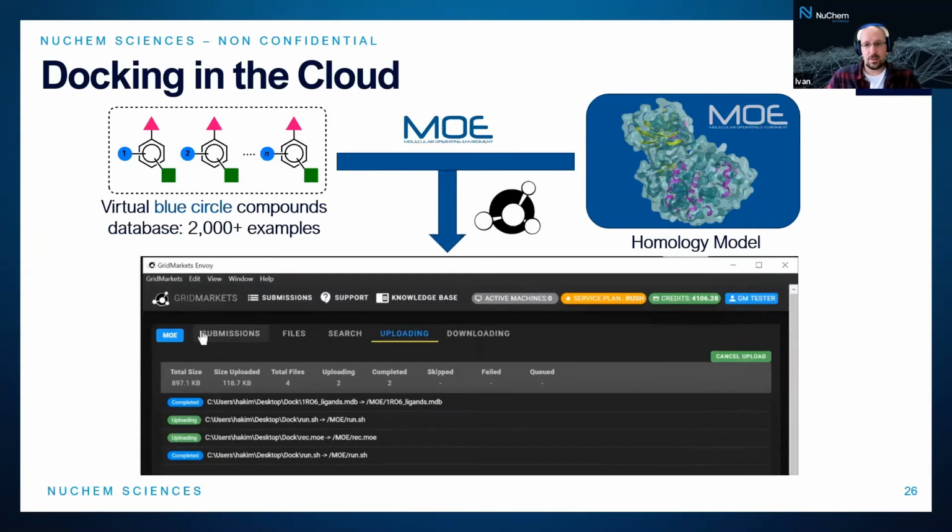Although a library of 2,000 compounds for docking is not really huge per se, the use of the high computational power available on the GridMarkets cloud allowed the docking study to be completed within 1 hour while leaving our MOE site license available for other tasks.